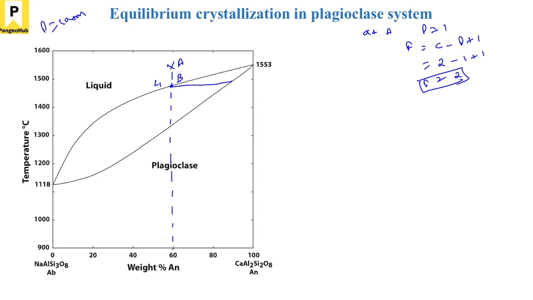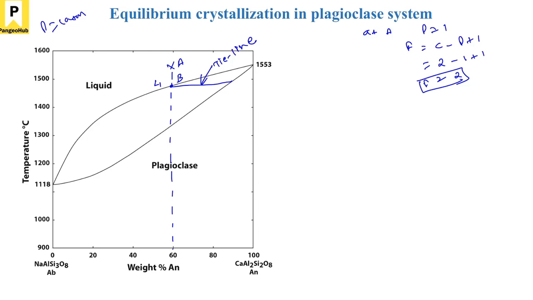So what does the tie line represent? This is a tie line. A tie line represents coexisting solid and liquid at equilibrium at a given temperature. So it's an isothermal line joining coexisting solid and liquid in equilibrium.